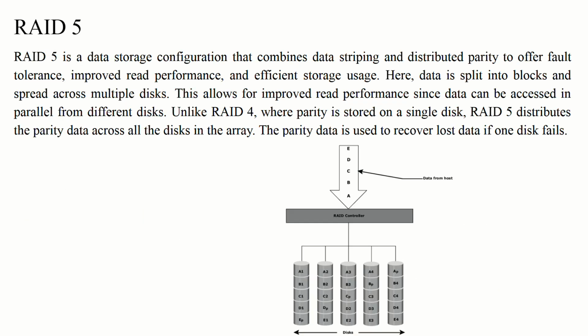Now comes RAID level 5. Again we divide the data into block level, but here we are using distributed parity. It is not a dedicated parity. In the earlier example it was a dedicated parity, but here we are not using that concept. The parities will be distributed. So if something happens to particular data, we will easily be able to retrieve it with the help of the parity.